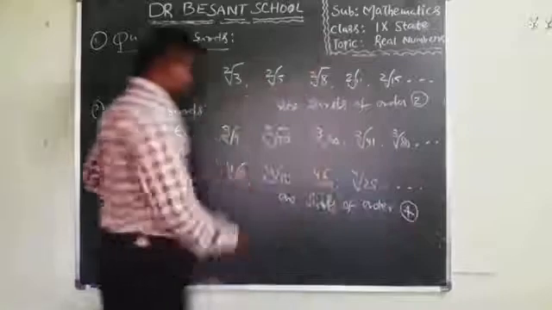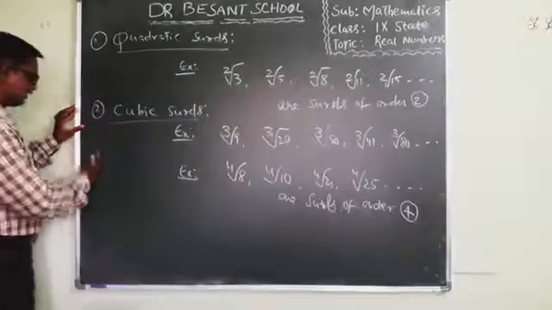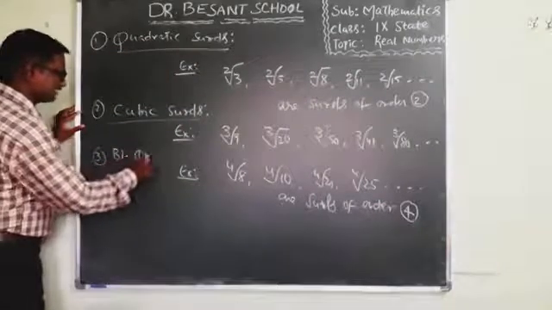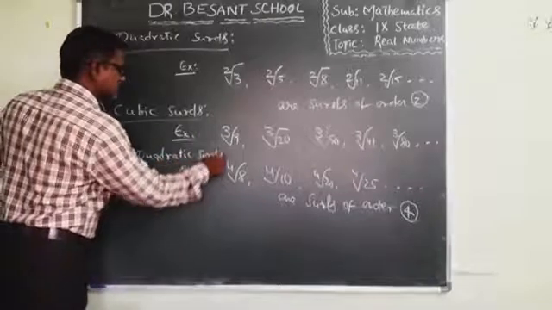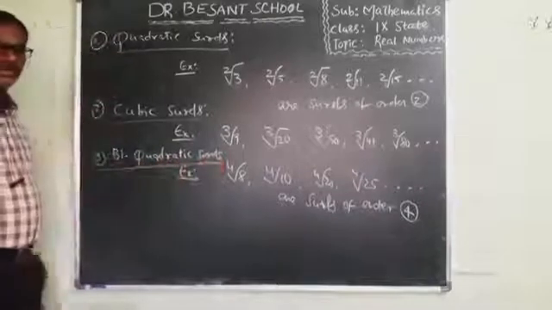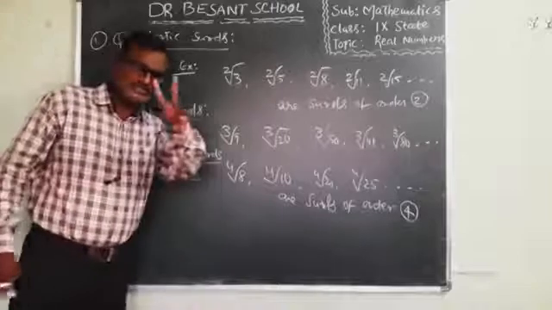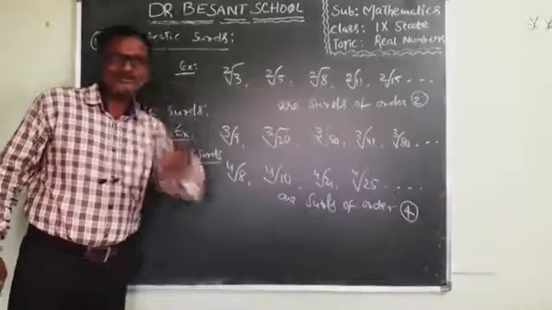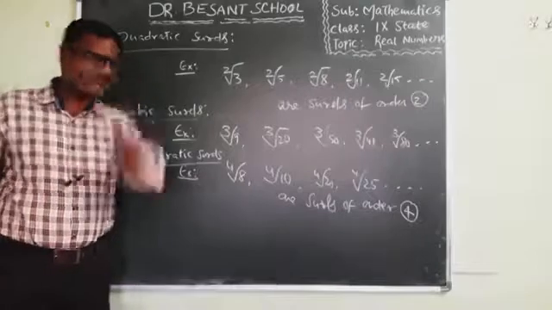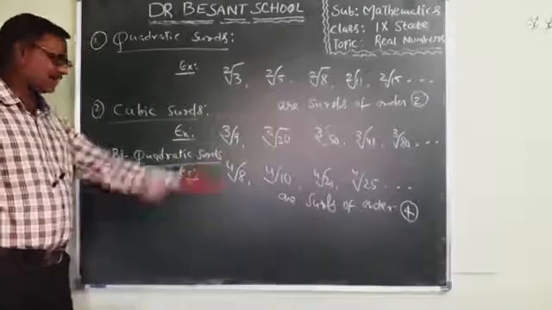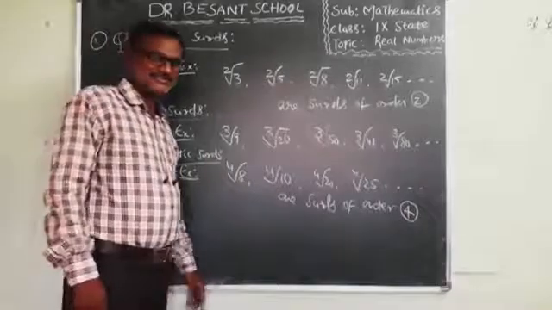4. The surds of order 4 are called biquadratic surds. Quadratic means 2, bi means 2, so 2 into 2 is 4. 4 means biquadratic surds. Order 4. Okay, children?